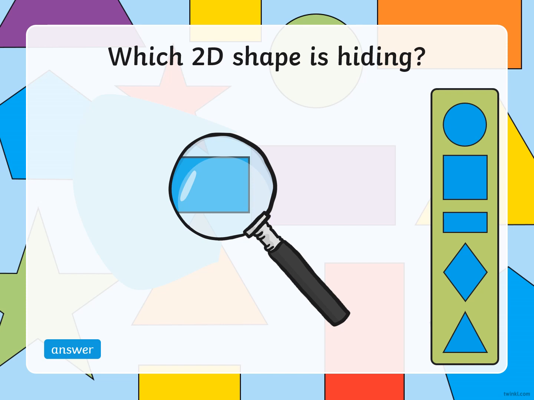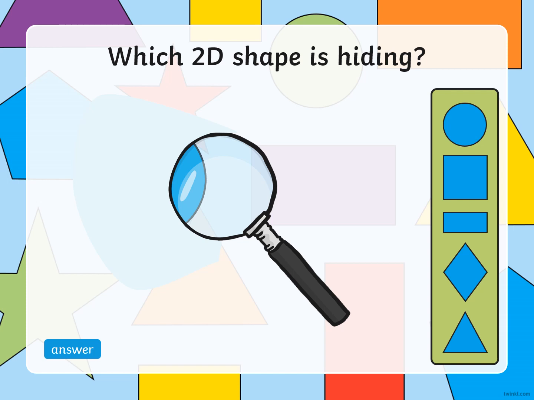All right, guys, what 2D shape is hiding behind this magnifying glass? Have a look. Have a think. Okay, what is the name of this 2D shape? I'm going to click answer. It is a rectangle. A rectangle. Well done. Let's go on to the next one.